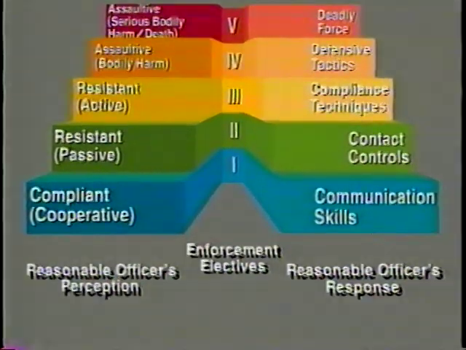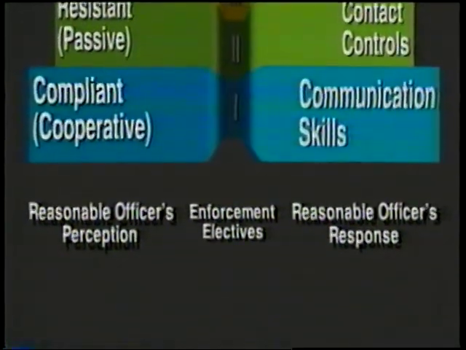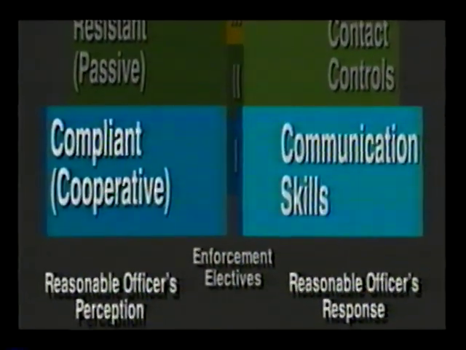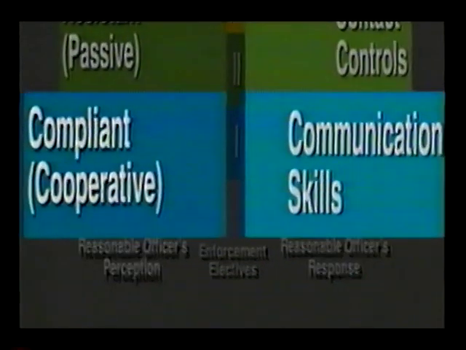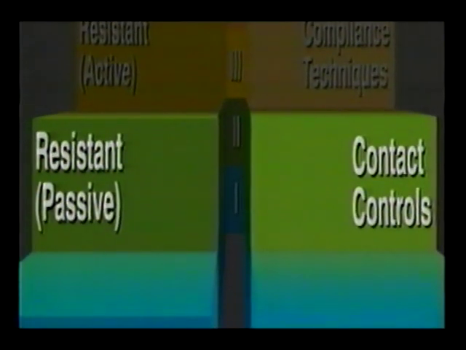The bottom level is blue and illustrates the lowest level of activity in the model. This activity includes normal day-to-day non-threatening activities such as verbal communication with compliant citizens. The green level describes the perception of passive and non-violent resistance by a subject, which calls for an increased level of verbal communications by the officer in conjunction with the physical response of the contact controls.